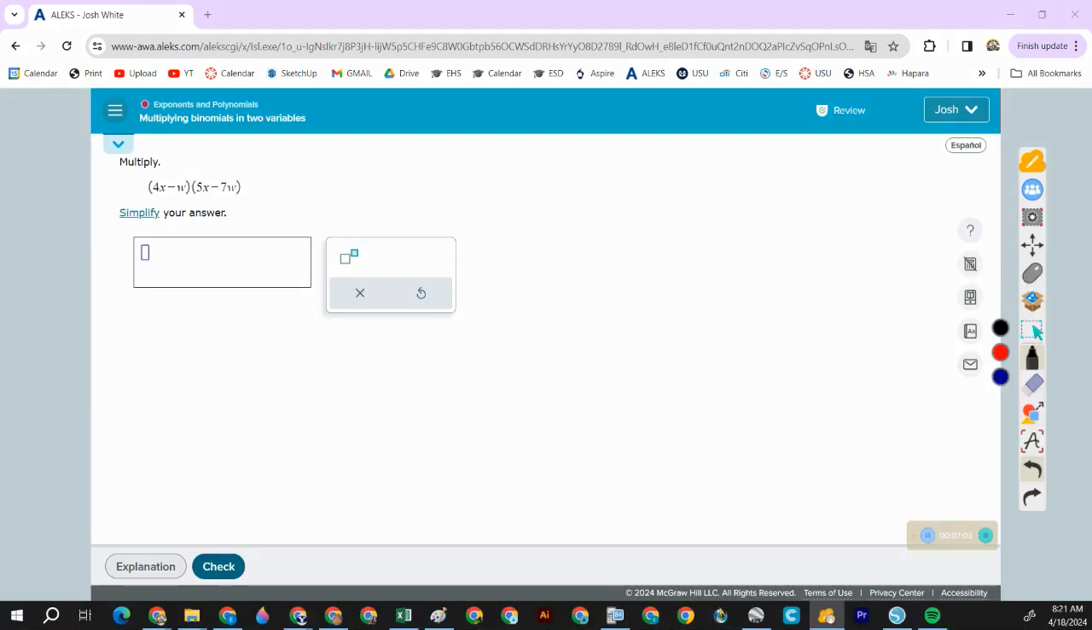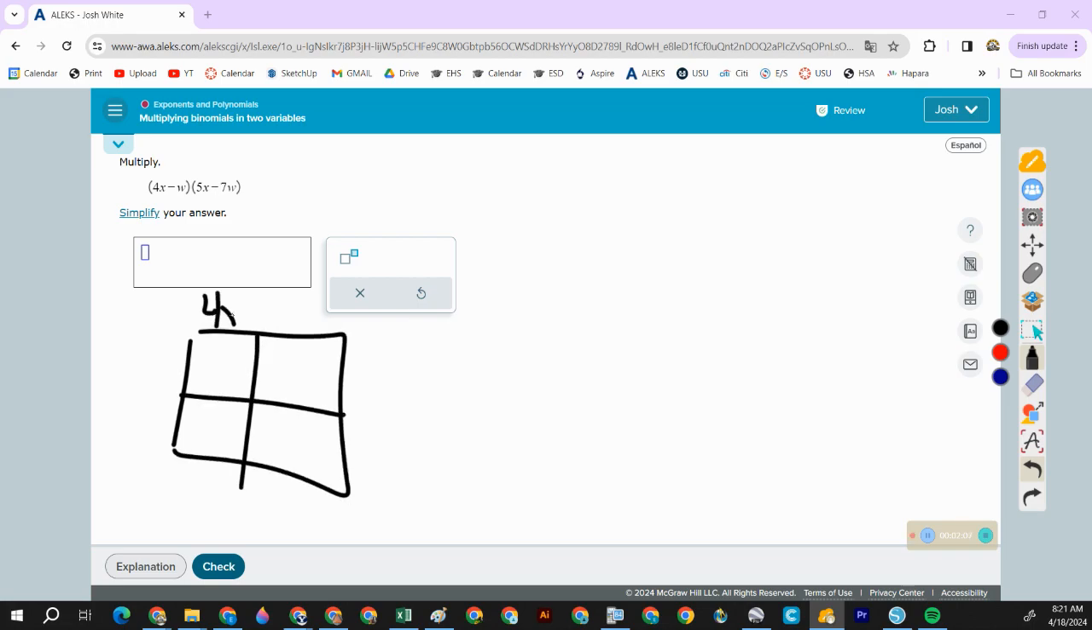All right, same idea here. You use the box. 4x minus w and 5x minus 7w. 5x and 4x make 20x squared. 5x and negative w make negative 5xw. Negative 7w and 4x make negative 28xw. And notice I put the variables in alphabetical order.